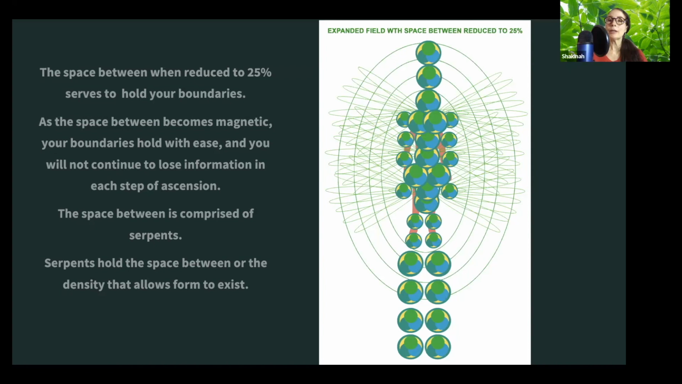This diagram is the space between reduced to 25% with the expanded field, of course, because as we ascend, that's what we're doing. We're expanding our field.